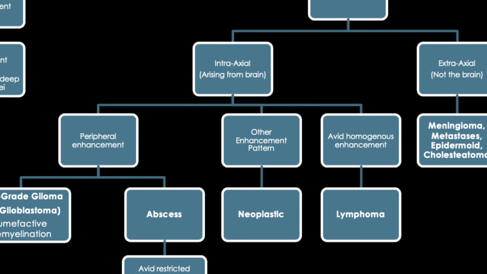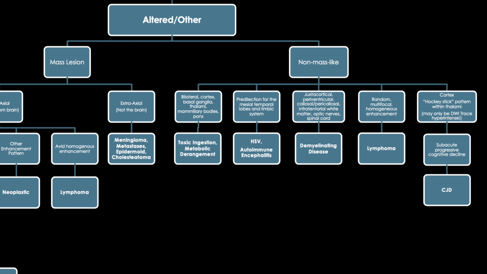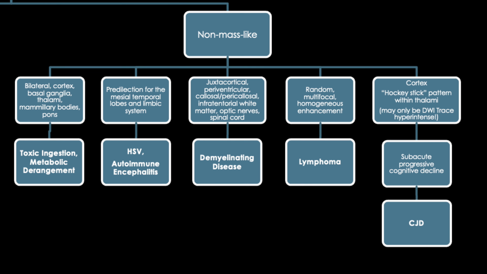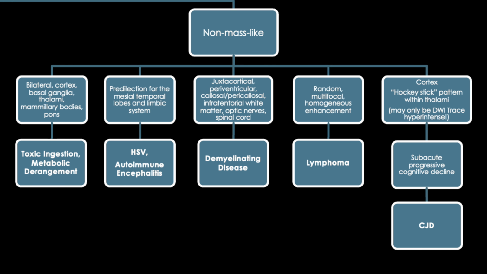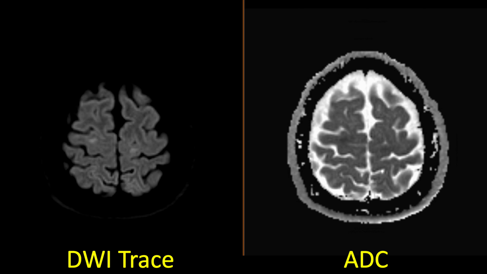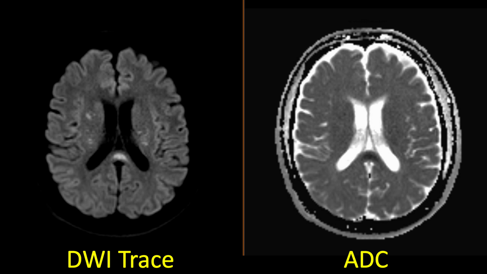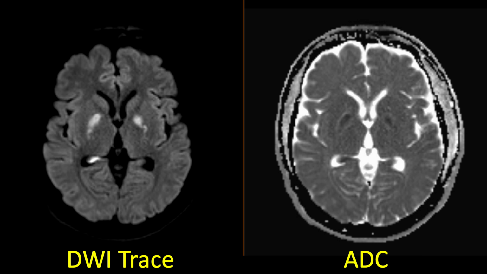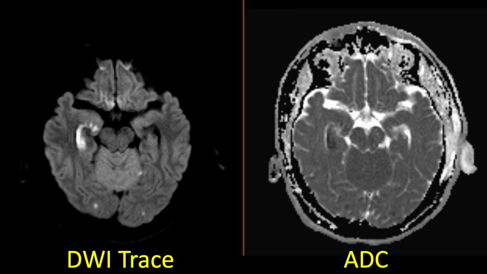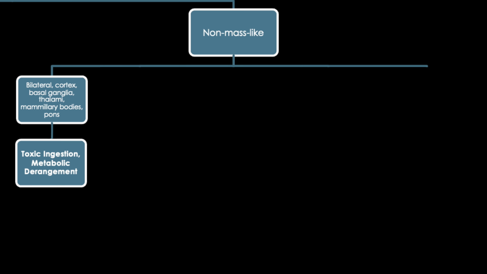Let's now cover restricted diffusion associated with non-mass-like lesions. And this is more difficult as there are many different patterns and etiologies, so we'll organize this by patterns. Let's say you open a study and see odd, non-mass-like restricted diffusion. If it's in one of these weird patterns that appears random, involving the cortex, basal ganglia, thalami, possibly mammillary bodies or pons, and with bilateral involvement, think of toxic or metabolic etiologies, another subject that deserves its very own lecture.